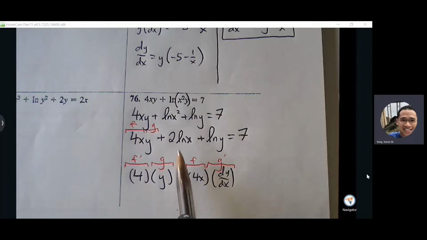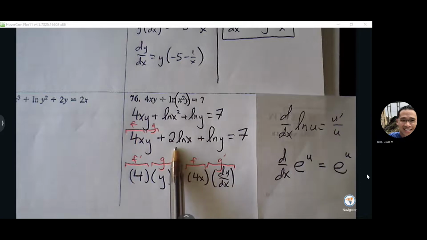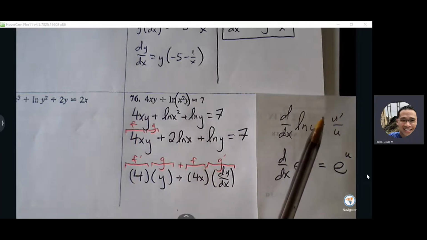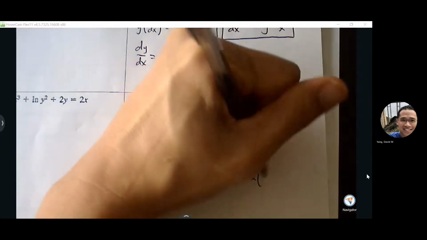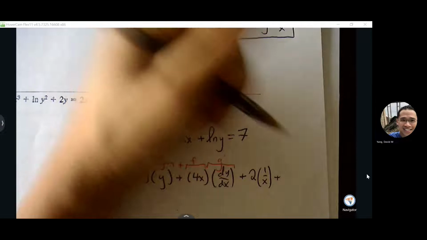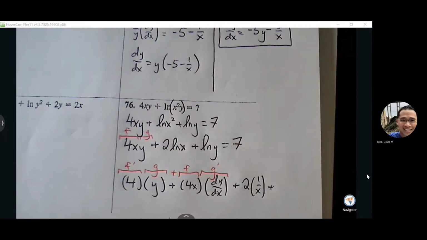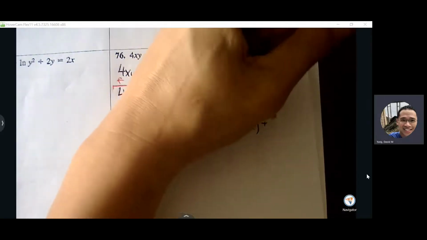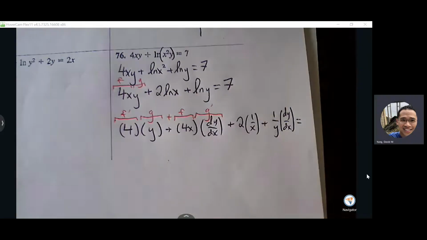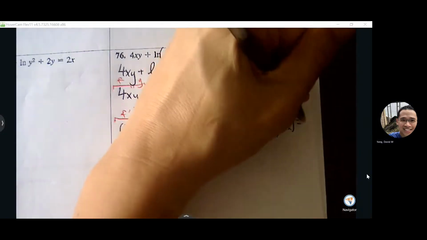So 2 natural log of x becomes 2 times 1 over x. Natural log of y becomes u prime over u, but we need to attach that dy dx. And then the 7 goes to a what? 0.